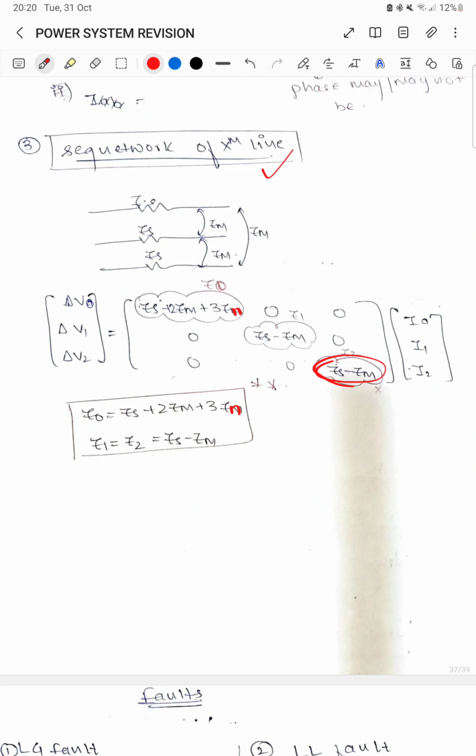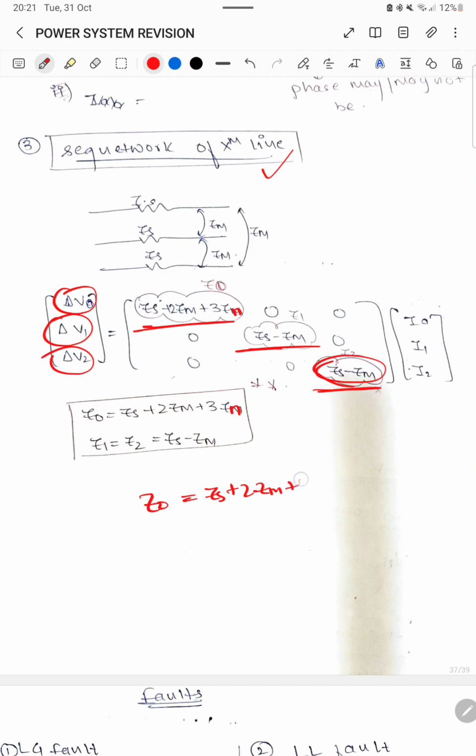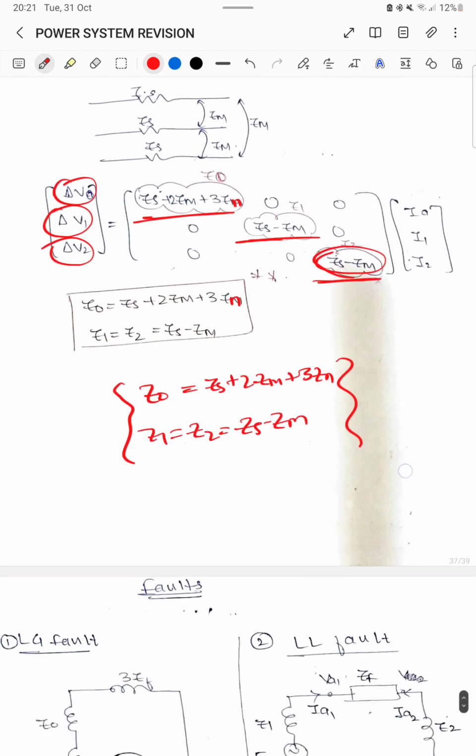Okay, let's begin again from the sequence network of a transmission line. Let's say the transmission line has impedance Zs and mutual impedance Zm. So delta V, that is V0, V1, V2, will equal Zs plus 2Zm plus 3Zn, Zs minus Zm, Zs minus Zm, times Ia0, Ia1, Ia2. Fine. So Z0 can be concluded as Zs plus 2Zm plus 3Zn. Z1 is equal to Z2, which is equal to Zs minus Zm. Okay. This is there only and only for the transmission line.